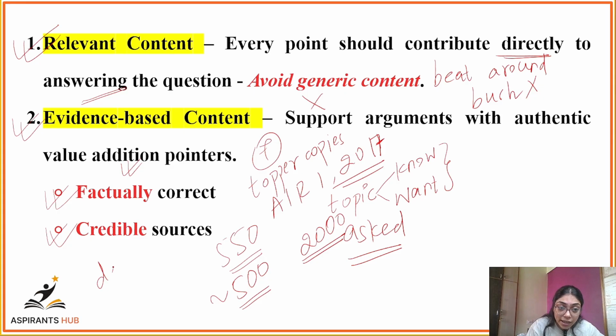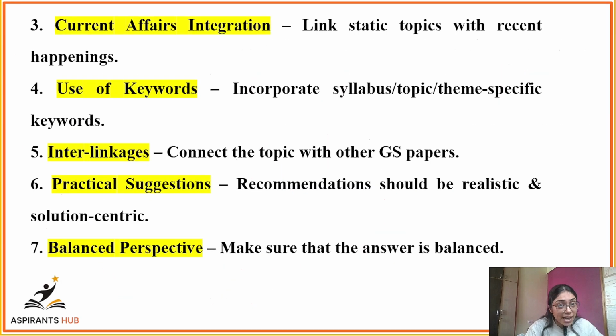Second, whatever value addition pointers you're writing, for example data, you should also be able to quote the source of the data, maybe from PIB or maybe from the Better India, whatever it is. So always quote the source so that it brings out the credibility of the pointer that you're writing. Clear? Next is current affairs integration.